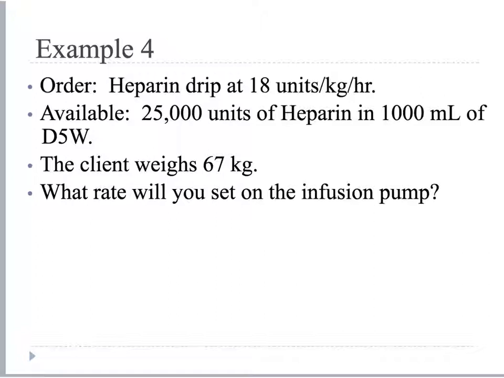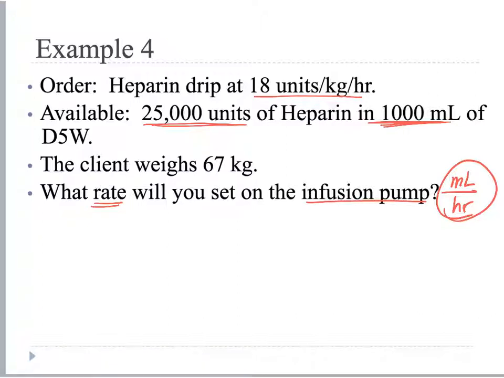Okay, so if I look at the question, I'm looking for the rate on the infusion pump. So what I'm really looking for is milliliters per hour. So within the problem, we have a lot of information. I know what's available, 25,000 units of heparin in 1,000 milliliters. So I know that I have my dosage strength. If I look at my order, we have a rate, but our rate is a little bit confusing in this one because we have units per kilogram per hour. So I need to convert those units per kilogram per hour to milliliters per hour.